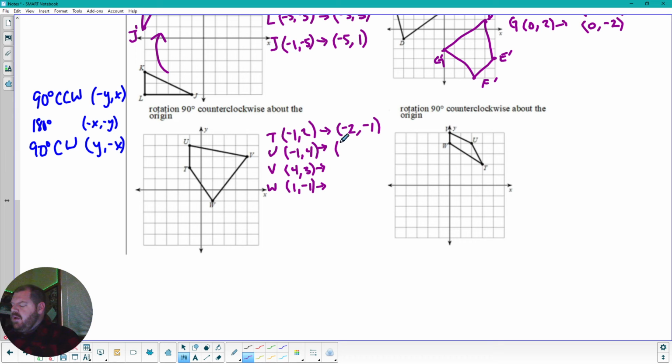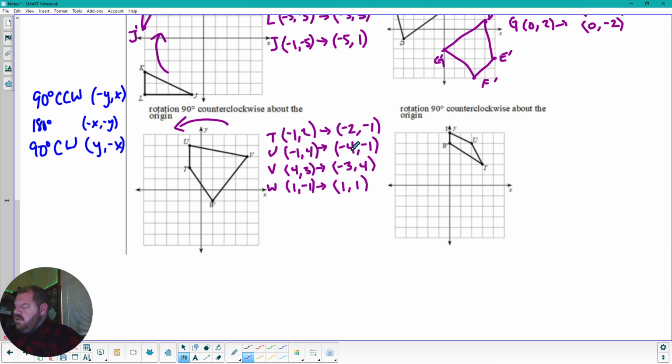This would be 4, -1, but we want -4, -1. This would be 3, 4. We want -3, 4. And -1, 1 would turn into 1, 1. And again, we should feel like we're going 90 degrees this direction. That's what it should kind of look like.